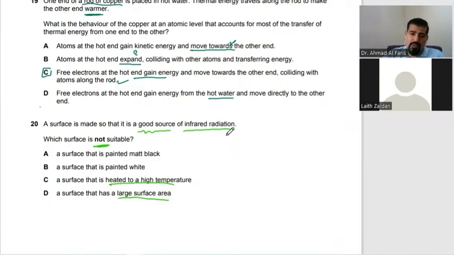Now we know that whenever we need to make it a better infrared radiation source, we need to make it dull black or matte black, not white. We have to make it as high temperature as possible, and whenever it's larger, it will emit more radiation than whenever it's smaller. So the answer, yes, thank you, Muhammad and Mariam and other Muhammad.